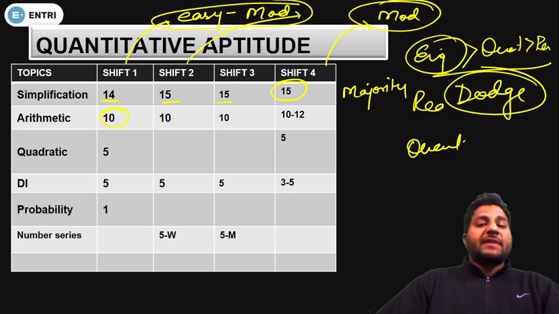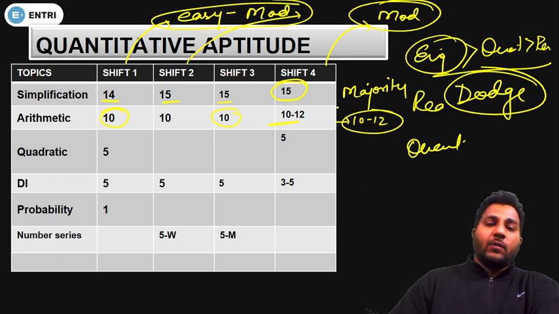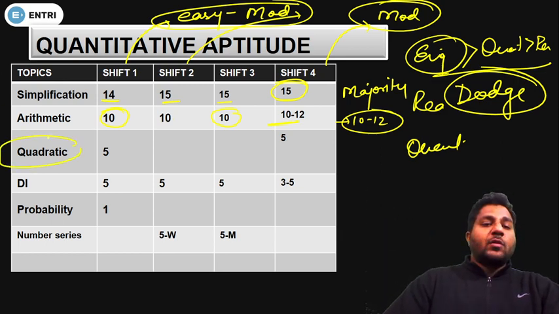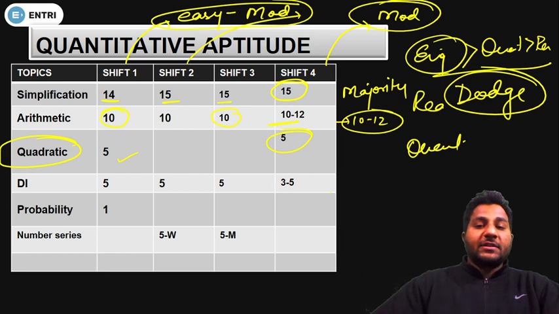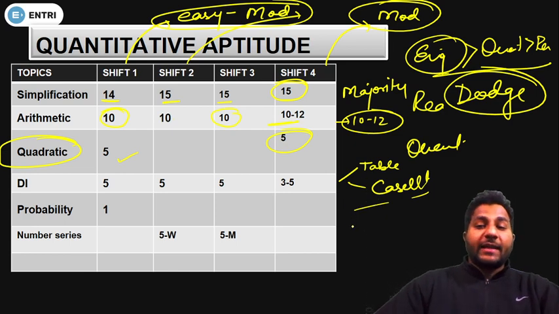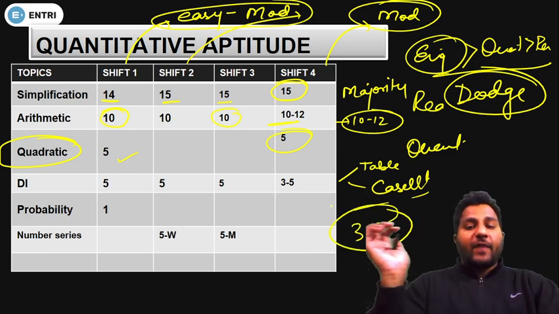Here, the arithmetic segment was also a major part. In the first, second and third shifts, they constantly asked 10 questions, while in the fourth shift it increased to somewhere between 10 and 12. It's a tentative figure. We have seen quadratic equations in the first and the last shift. DI was seen constantly, but in the fourth shift we saw one DI on a table and one DI on a caselet. Two DIs were there, and the number of questions was 3 to 5.